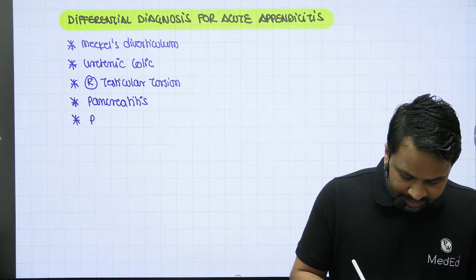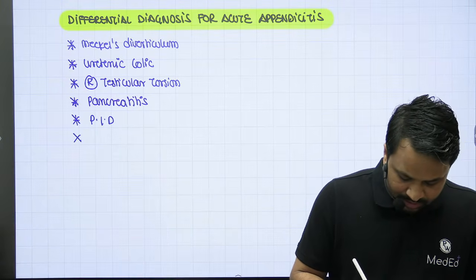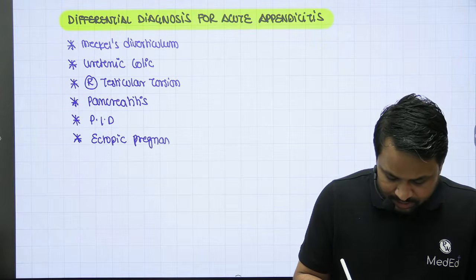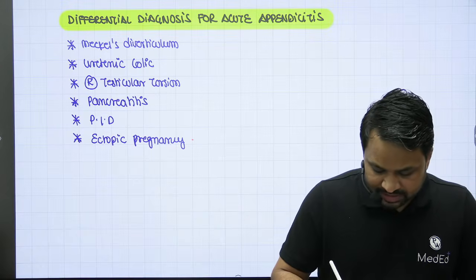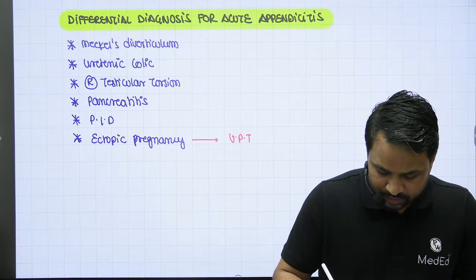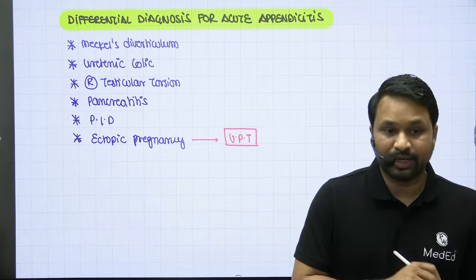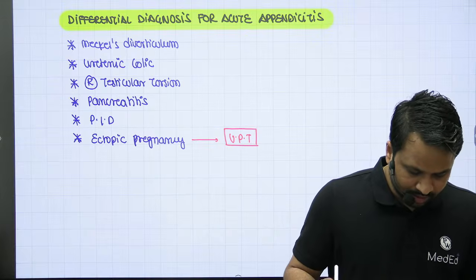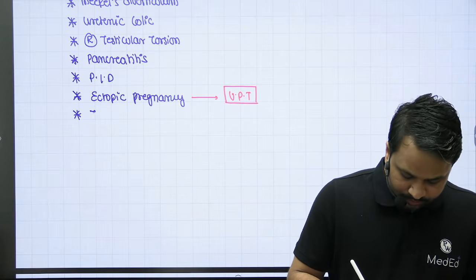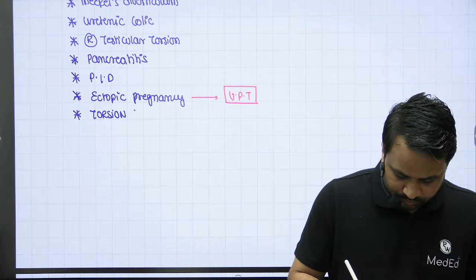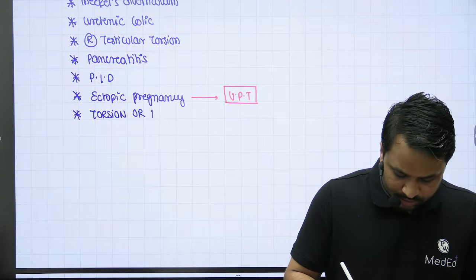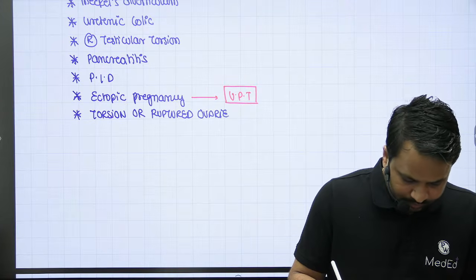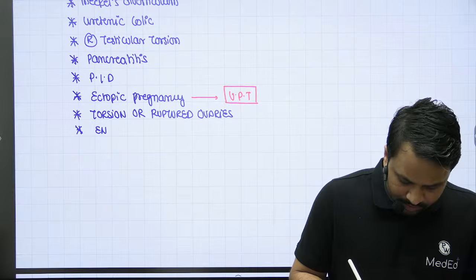In females, it can be secondary to PID, that is pelvic inflammatory disease, or secondary to ectopic pregnancy. So especially in fertile females, always get a UPT, that is a urine pregnancy test, done before going for any further investigation, to rule out if the patient is pregnant or not. Ectopic pregnancies are another important component. Then torsion or ruptured ovaries, right? And the last one is endometriosis.